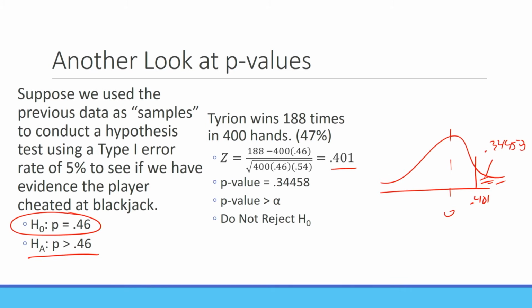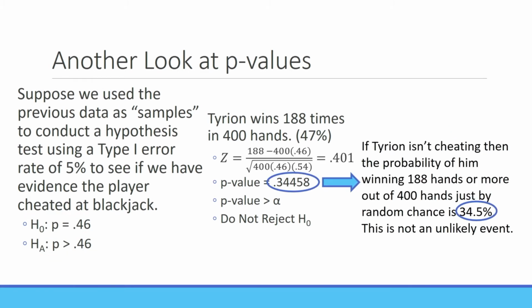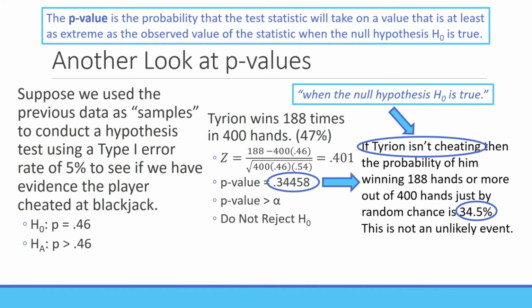So what does this p-value mean? What does this roughly 34.5% mean? Well, if Tyrion isn't cheating, then the probability of him winning 188 hands or more out of 400 simply by random chance is about 34.5%. Now, again, where does this entire statement come from?